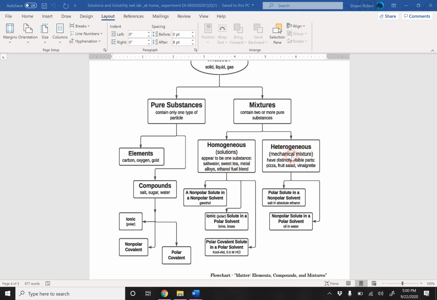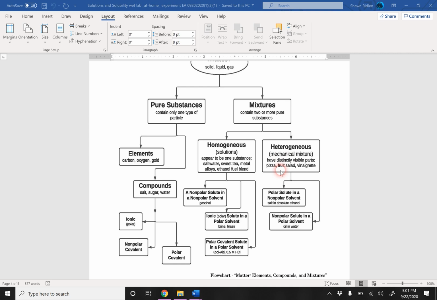Or I could have heterogeneous. And now this is a mixture where, again, I can see the individual parts. Okay, so maybe I mix something like sand together with water, as I said before, and I could pick out the water and the sand. That's the easiest one, I think, to kind of get your brain around. But this could also be, for instance, if I took sand and mixed it with something like carbon powder or something like that. Okay, that would also be a heterogeneous mixture.